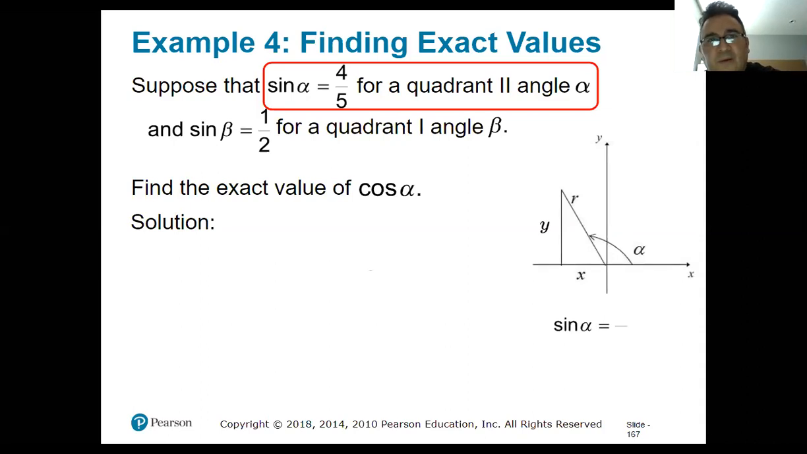Remember where our reference angle is. I should have put it on here, but I didn't. I'll just draw it in, hopefully. Our reference angle is here, right?